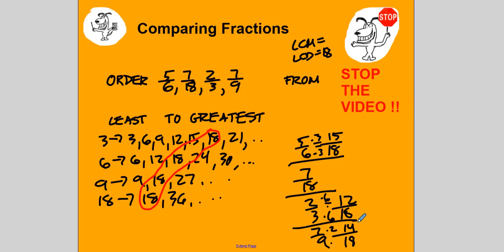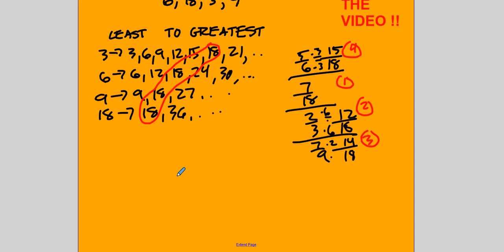That's 14/18. So in terms of least to greatest, our smallest number is 7/18, 1. Our next smallest number is 2/3. Our next smallest number is 14/18, which is 7/9. And then the largest one is 5/6. So from smallest to greatest here, we have 7/18 is less than 2/3, which is less than 7/9, which is less than 5 over 6. And this concludes the video.